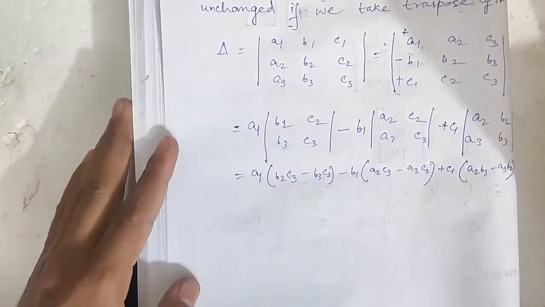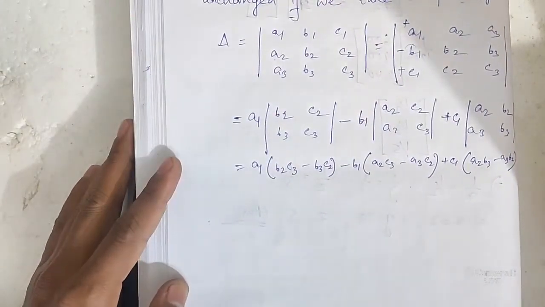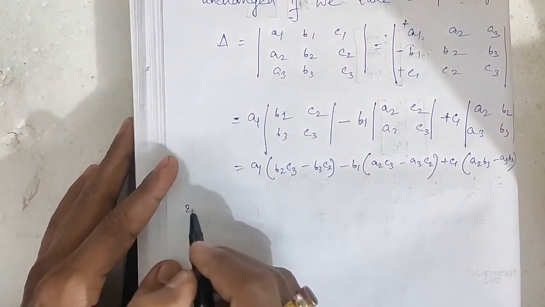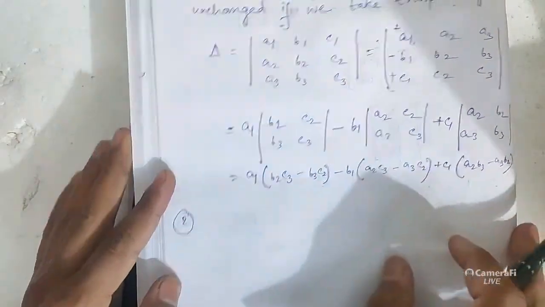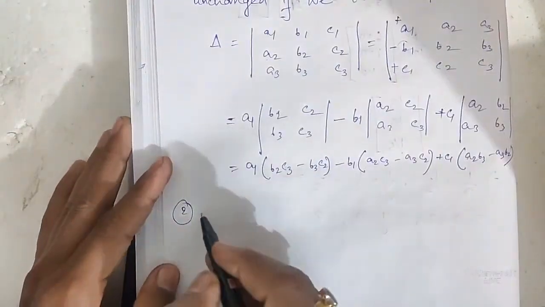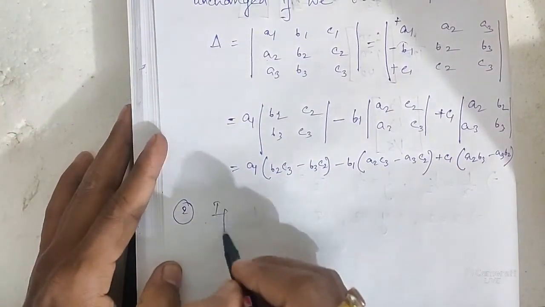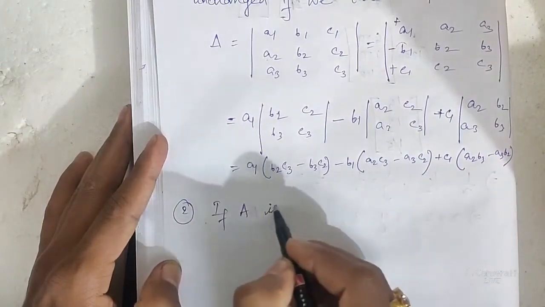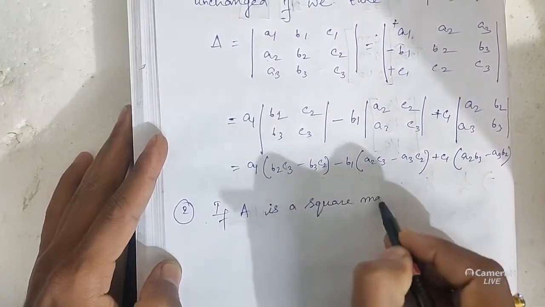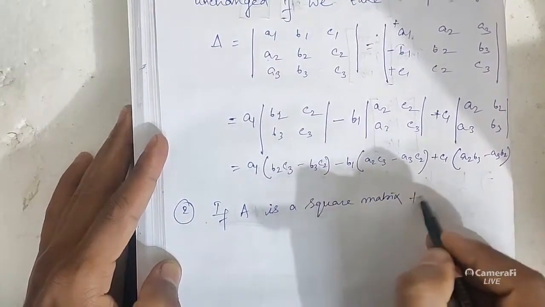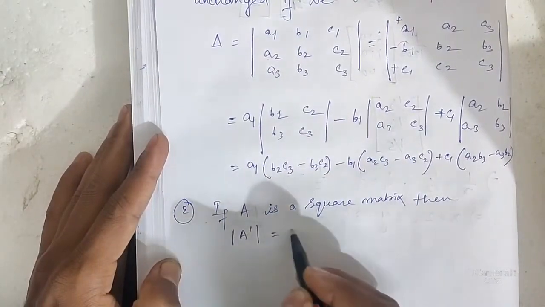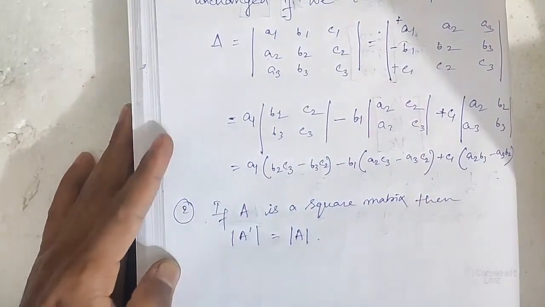Second property: if A is a square matrix, then determinant of A transpose is equal to determinant of A. Same property. Actually, whatever we have written here, the same thing we write in mathematical notation: if A is a square matrix, then determinant of A transpose is equal to determinant of A.